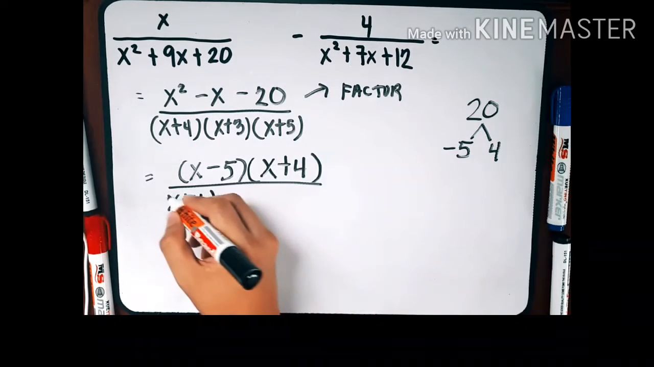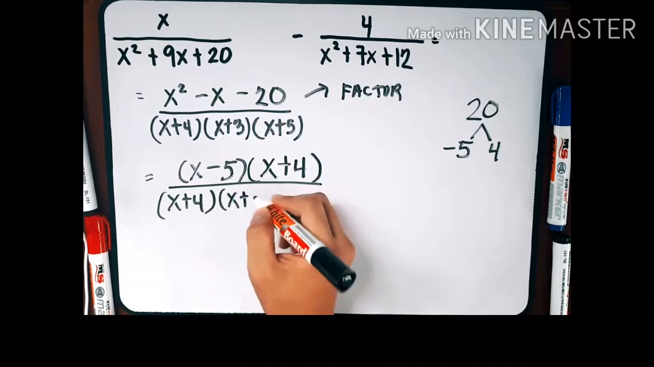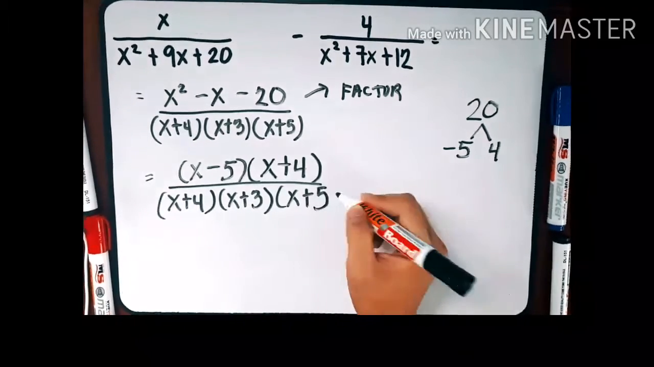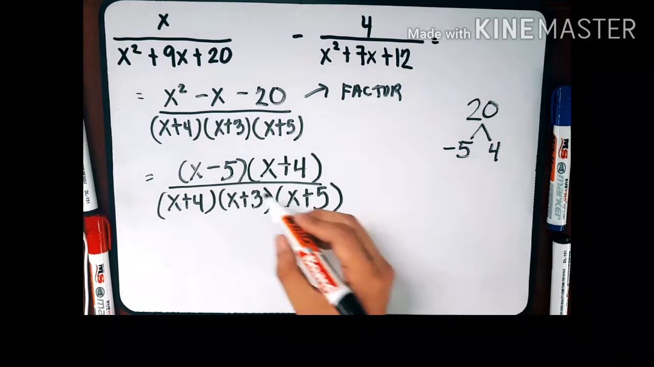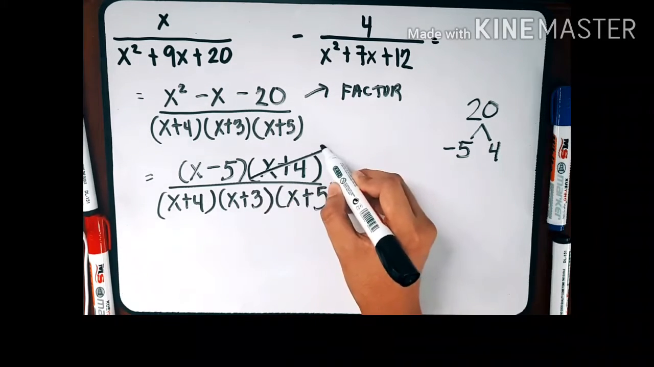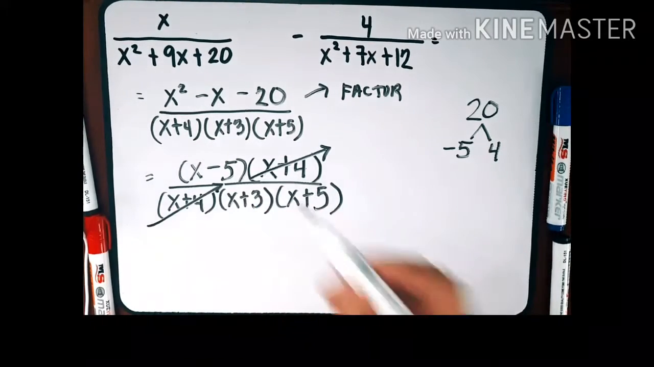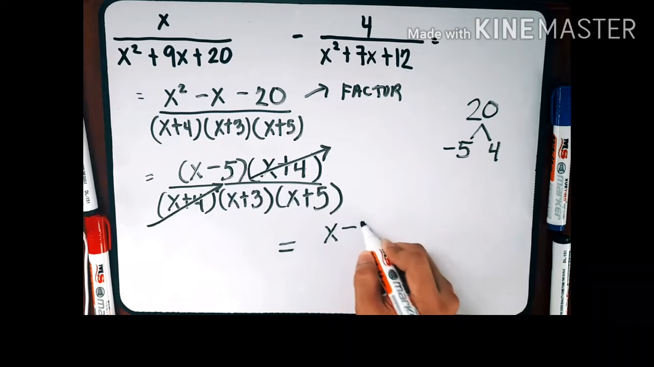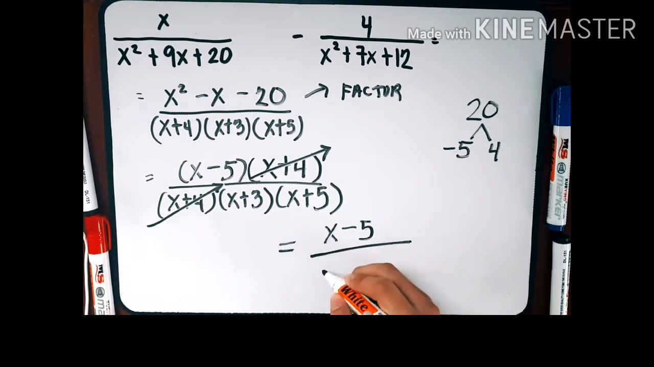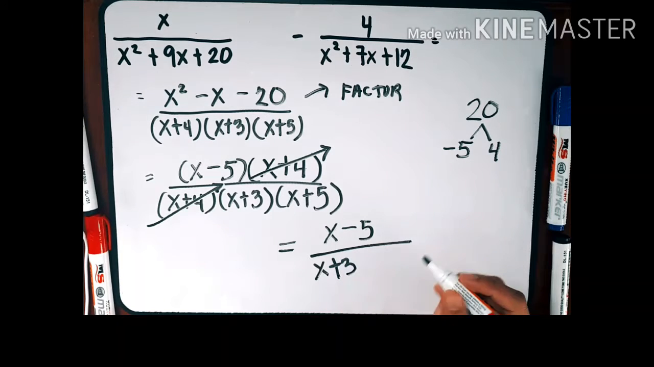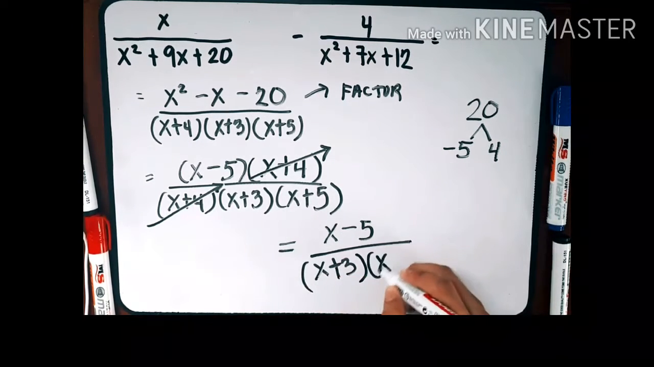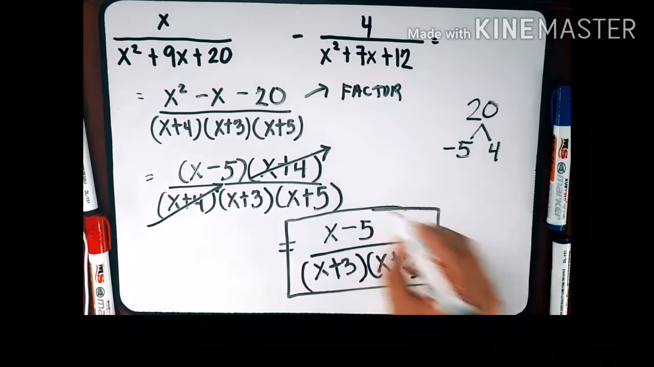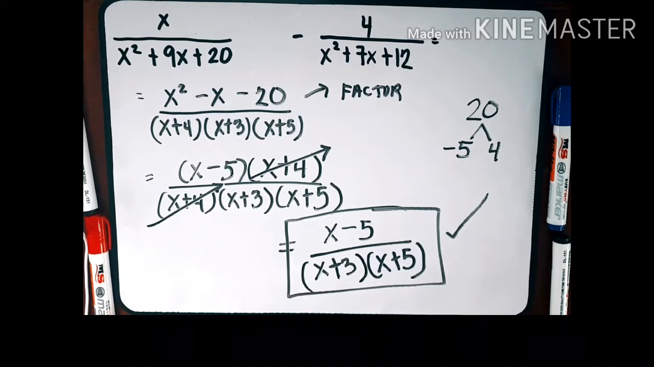x plus 3, and x plus 5. So, pwede na nating i-cancel yung x plus 4. Okay? So, ang matitira na lang sa numerator is x minus 5 over x plus 3 and x plus 5. So, ito na yung final answer. Okay?